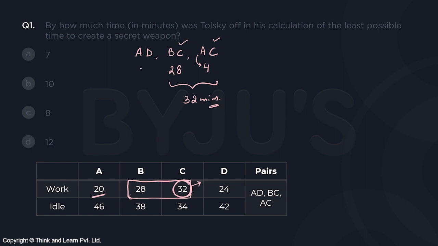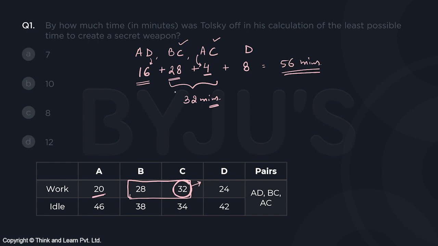So, can A and D work for 16 minutes? Yes. Now, the work of A is also complete. But D has only worked for 16 minutes. D has to work for 8 more minutes, for which D alone will be working. So ultimately, the total time taken is 16 plus 28, which is 44, plus 4, which is 48, plus 8, which is 56. So they will take a total of 56 minutes to complete the weapon, right? I hope you have got my point.